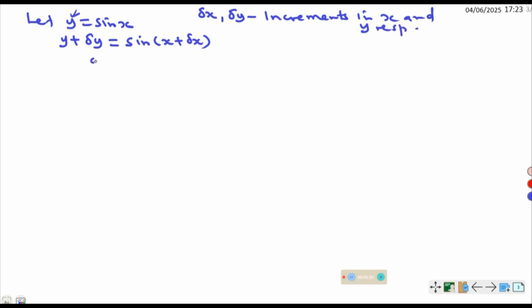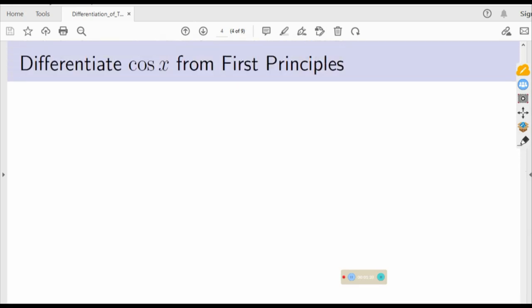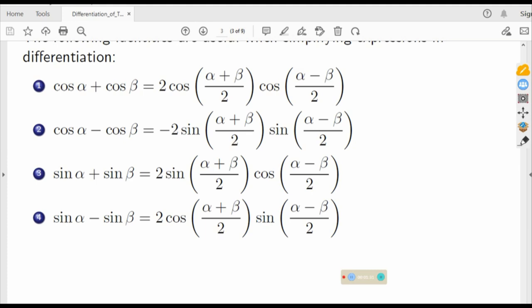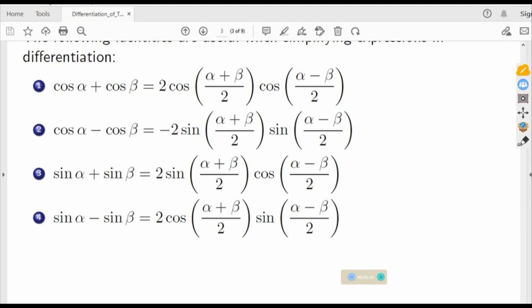So here delta y will be the same as bringing y this side: sine of (x plus delta x) minus y. But what is y? Y is sine of x. Likewise, we can easily see this is sine minus sine, and that will bring us to what we call the factor formula of trigonometric functions. If you are having sine minus sine, we shall be using 2 cos of (alpha plus beta) upon 2 sine of (alpha minus beta) upon 2.